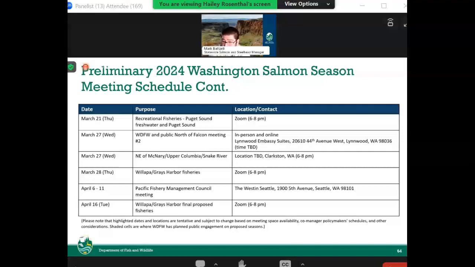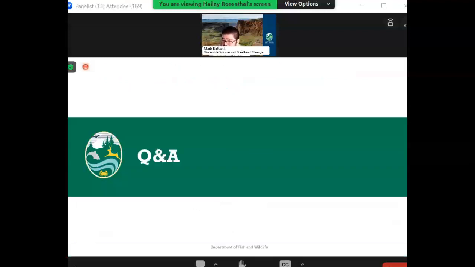March 28th will bring us to the Willapa and Grays Harbor fisheries meeting. The second and final Pacific Fisheries Management Council meeting will be in Seattle this year at the Westin from April 6th to the 11th. And then we'll have a final proposed fisheries for Willapa and Grays Harbor shortly following the PFMC meeting on April 16th, which is a Tuesday. All this information is available on our website, and we will have any additional meeting and preseason info available there as you make your way through the preseason process. Again, thanks everybody for being here tonight.